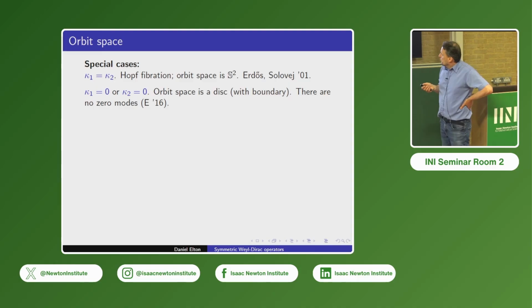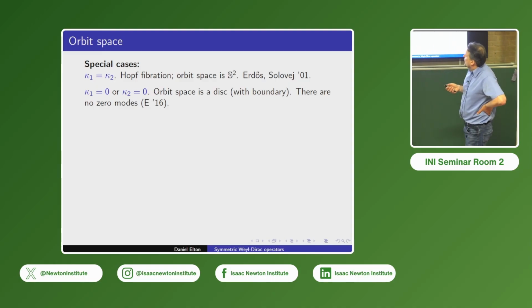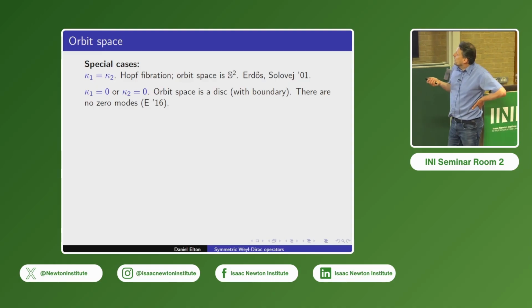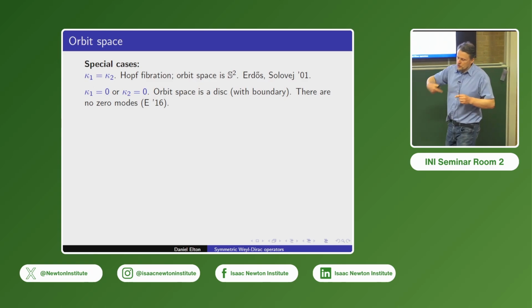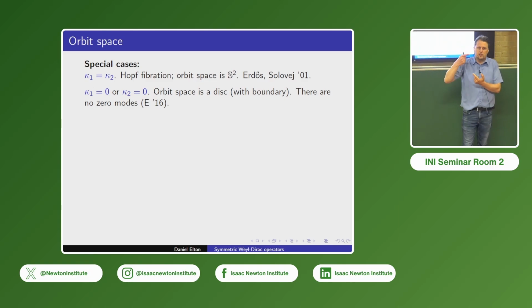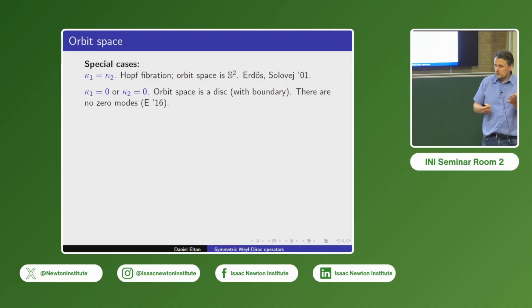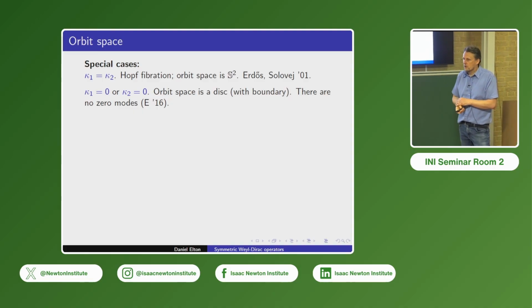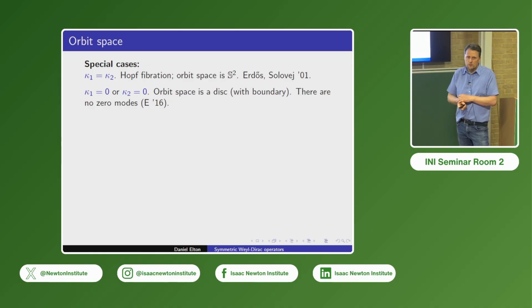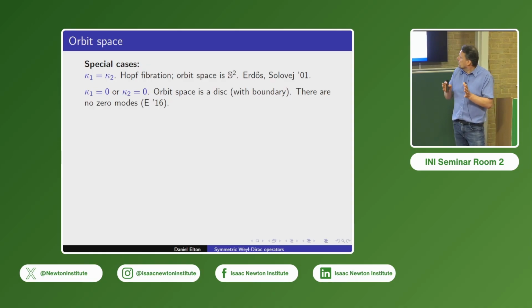Okay, so there's a couple of special cases that have been looked at quite a while back now. One very nice case is if the rotations in the two orthogonal planes have the same frequency. So you do one lap, and at the same time you do a lap in the other direction, and you come back to the starting points at the same time. This is actually something that's very well known. It's the Hopf fibration of S3. So it reduces everything down to the sphere. The orbit space is then the sphere.